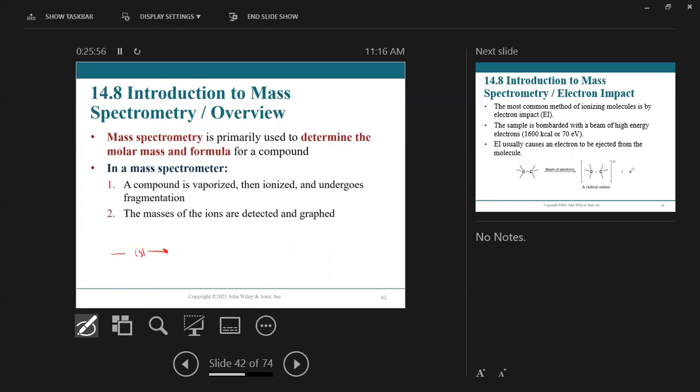You're going to hit it with something to ionize it. What do we mean by that? It's either positive or negative. If it's neutral, it's not going to go through the mass filter. Then you're going to separate it out through some type of mass analyzer. It does undergo fragmentation, and the mass of the ions are detected. Then you have a detector right here, and it's going to detect those ions.